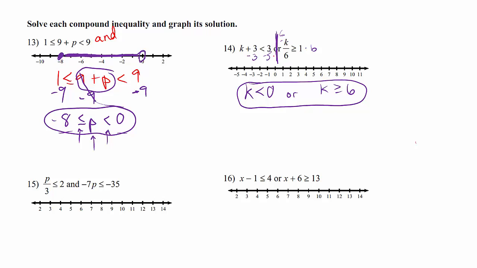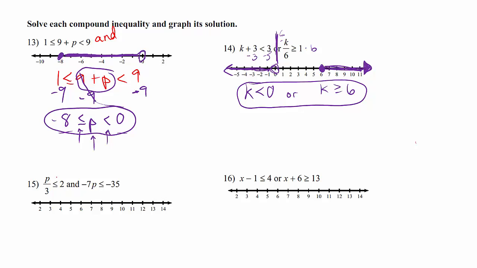Well, if I graph those, I find that one of them goes to the left and the other one goes to the right, and they're going away from each other. That's what should happen anytime we have an "or" statement: they should be going in opposite directions from each other. So "and" is between, "or" is out. And you can remember that because "or" and "out" both start with the letter O.